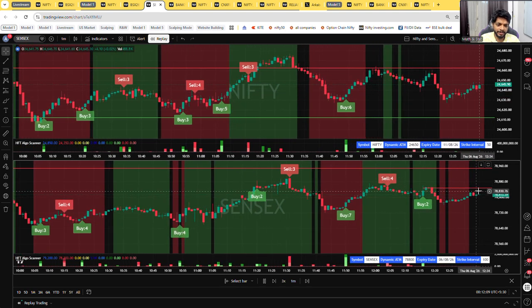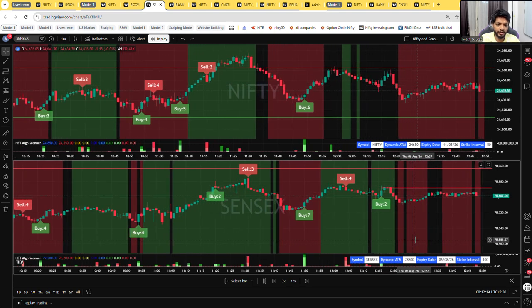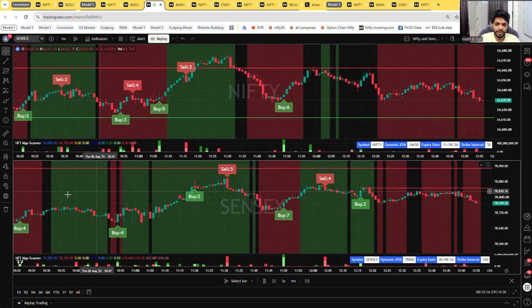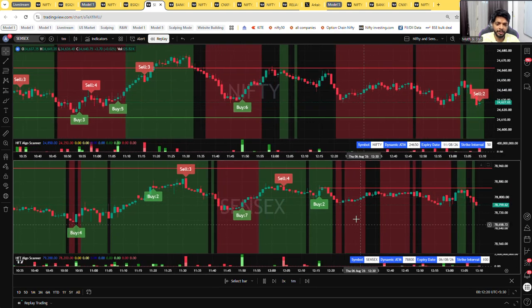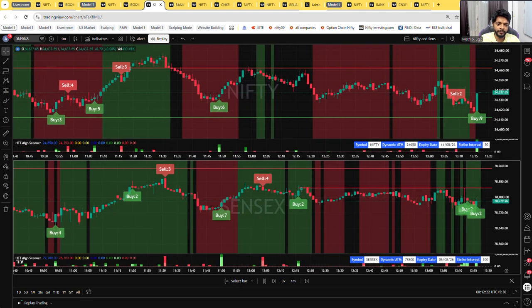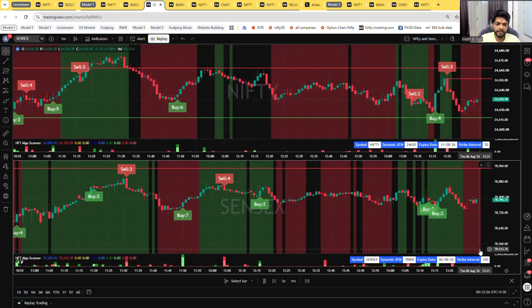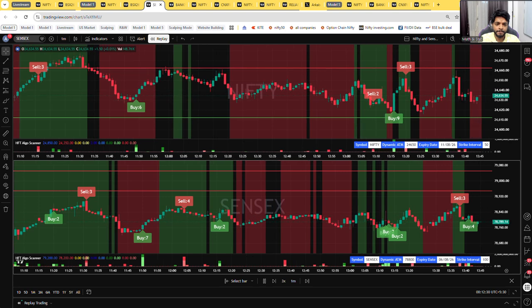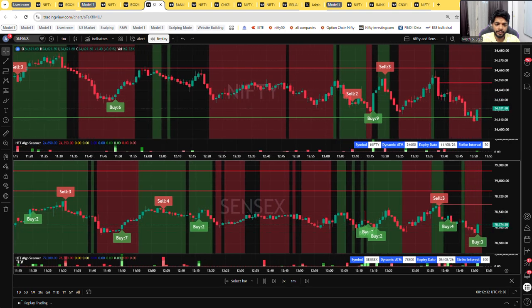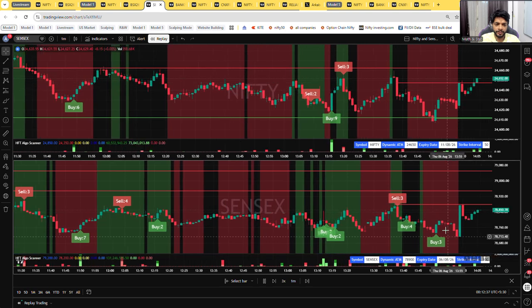Again, look at this resistance line. The length of the resistance line also tells you how strong it is, because this one was a very big one, the red one above, so it had high strength. This one was a local one, and it broke. And here we had the buy signal.